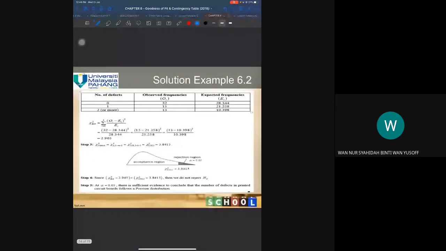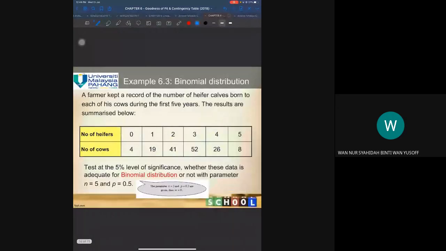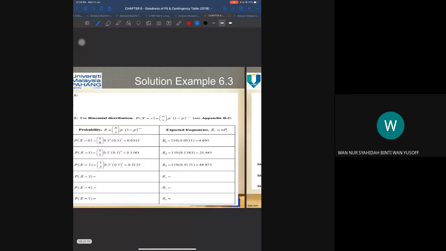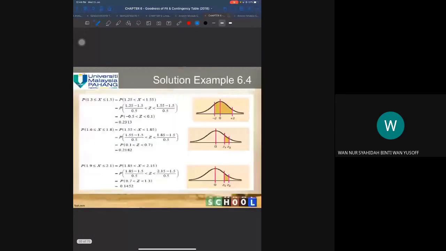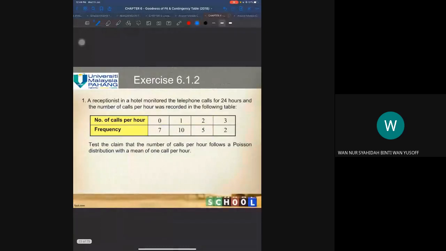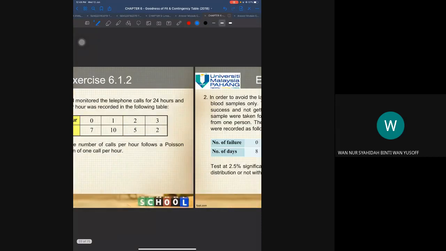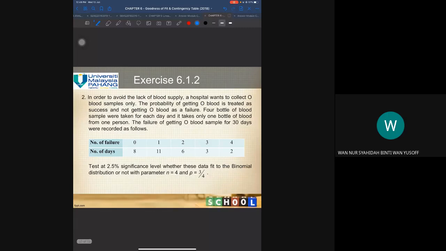Actually, I forgot to inform you which exercise you need to do. But that's okay, we go to the exercise. The example you can go through on your own. Exercise 6.1.2 I think was already discussed in the video. So we go to exercise 6.1.2 here.